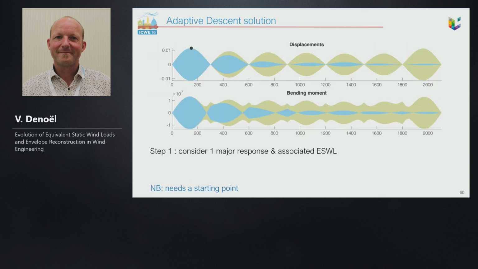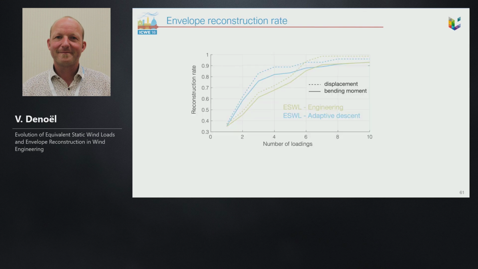All right, so instead of our simple reconstruction based on engineering judgment, what could be done is a sort of adaptive descent solution in which you would start from an initial point. Let's assume we could identify that this response is very important, so we start from there, compute equivalent static loads, see what we have reconstructed, and then look around and see where we did the worst job. And the largest difference between what we would like to reproduce and what we have already reproduced is over there. So the next one that you will consider for reconstruction is definitely this one. And you can do this in an iterative manner. You understood exactly what I mean.